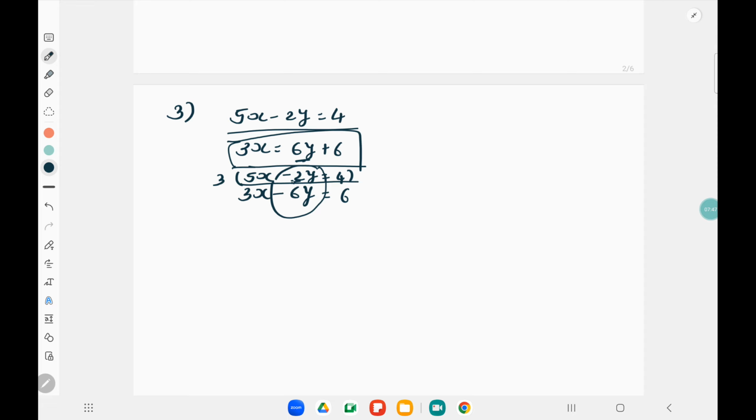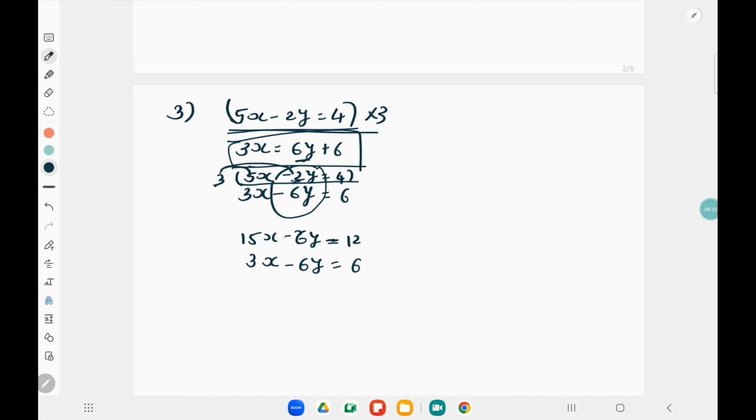So what I am going to do: 5 times 3, 15x; 3 times 2, minus 6y; and 3 times 4 is going to be 12. So in this equation, everything we multiply by 3. This is the new equation I got after multiplying by 3, and the second equation I write as it is. Okay, so this is our arrangement.